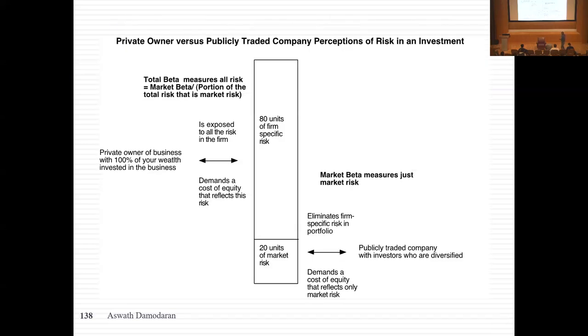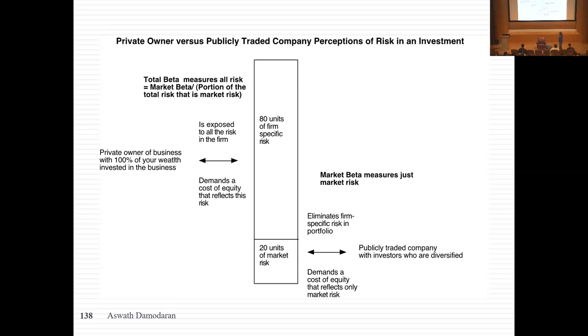Now, what's the second step? I have to bring in the fact that that captures only the market risk in the company. And what did I say about you as an investment banker? You took your entire wealth and you put it into this restaurant. You're the exact opposite of diversified, right? You're over-concentrated. So what risk are you going to see?